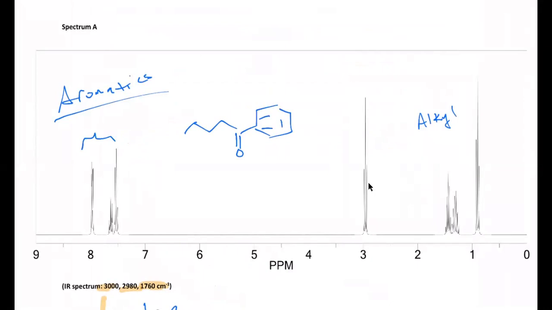How many protons, if we integrated all 3 of those signals up in the aromatic region, which is always going to be somewhere between 7 and 8.5, that's where your aromatics show up, how many protons would that integrate for if we integrated all 3 signals?